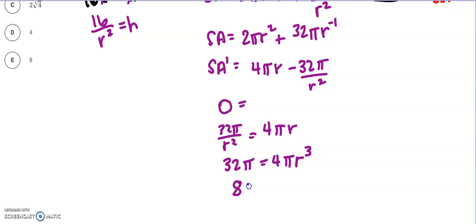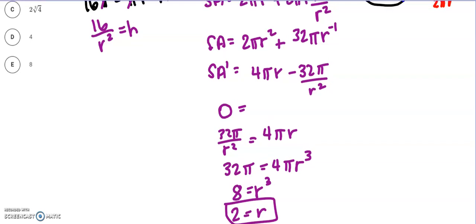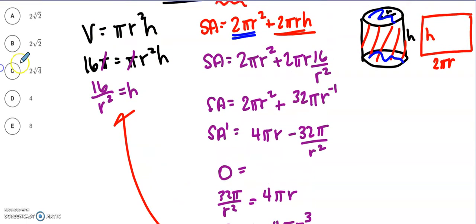This will end up being 8 equals r cubed, which means that r is equal to 2, which is great, except the question asked for what h is supposed to be. So I go back to my helper, and h will end up being 4. 16 divided by 2 squared.